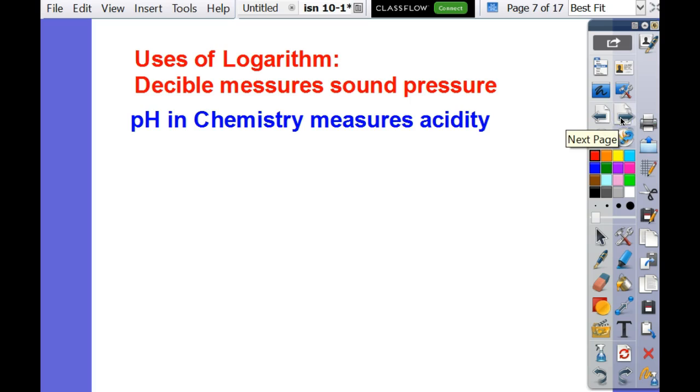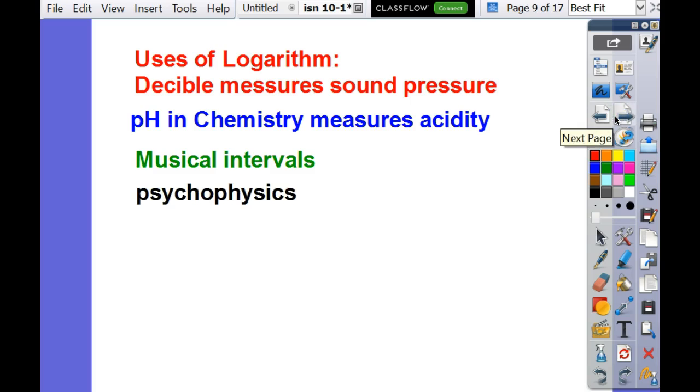Any of you done chemistry, done pH problems in chemistry? That is based on a log equation, based on the log of the acidity in whatever liquid it is. If you are lucky enough to have a swimming pool, you have to go around measuring the pH in your swimming pool so you can have nice, pretty water. And any of you musicians know what an octave is? That is based on a log scale. Oh, I had to look this one up. I did not know this word. What is psychophysics? It's also based on a log scale.